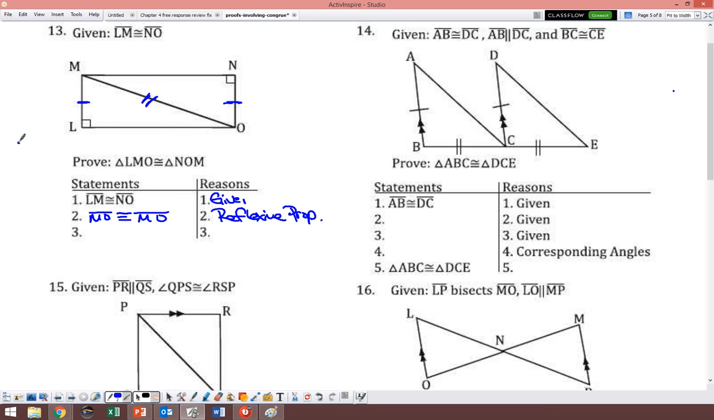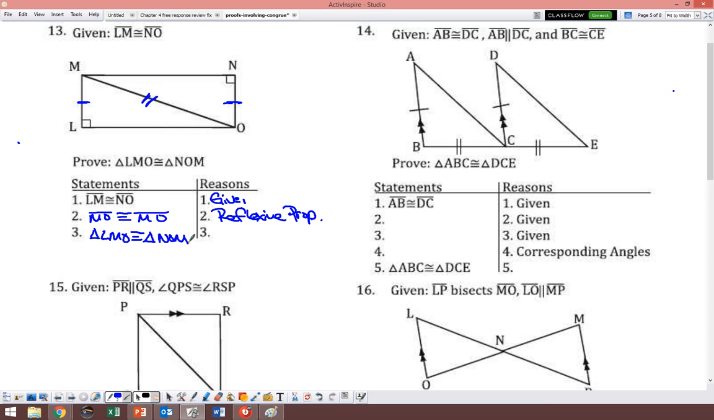So 2 tick marks there. Now, this one right here, it's fill in the blank. What is my third statement going to be? What should my last statement be? Triangle. There we go. Excellent. So triangle LMO is congruent to triangle NOM. And my reasoning is going to be what?